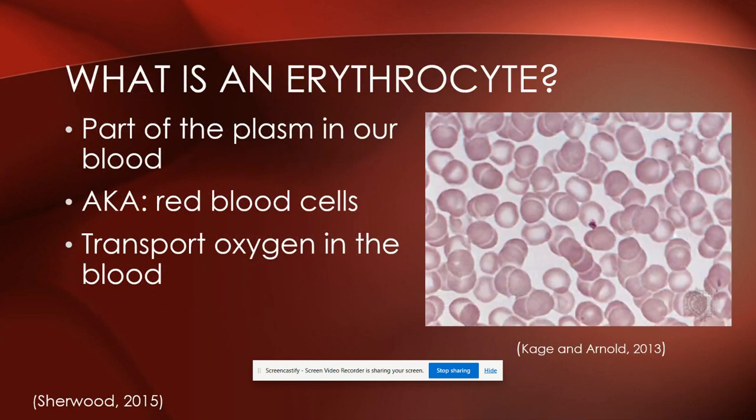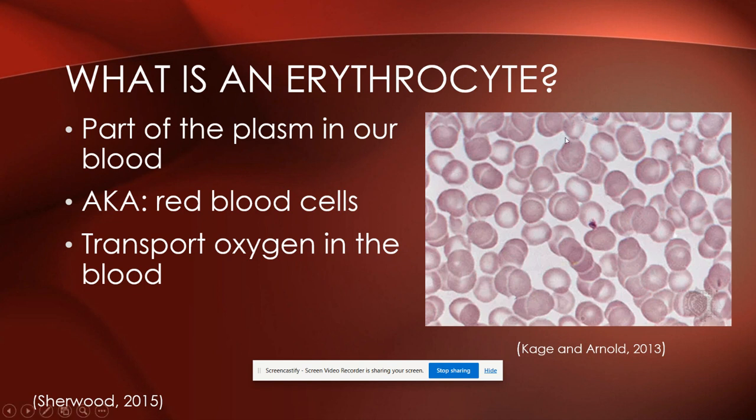Erythrocytes are part of the plasma in our blood. Fun fact, each milliliter of blood contains about 5 billion, with a B, erythrocytes, which is quite crazy. They are also known as our red blood cells, which you've probably heard of. And they are little sacs of hemoglobin surrounded by a membrane, and their job is to transport oxygen in the blood.